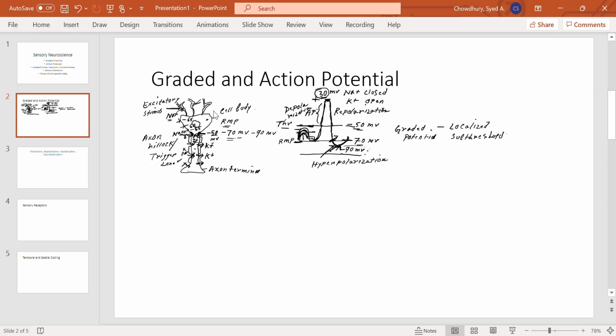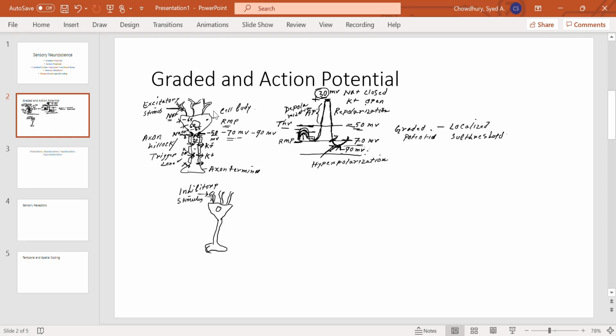Okay. Now if we see the graded potential again here, this is another neuron, and you see the axon terminal here, and the dendrites. If I give an inhibitory stimulus, not excitatory, an inhibitory stimulus, then what will happen? This will open the potassium and chloride channels.